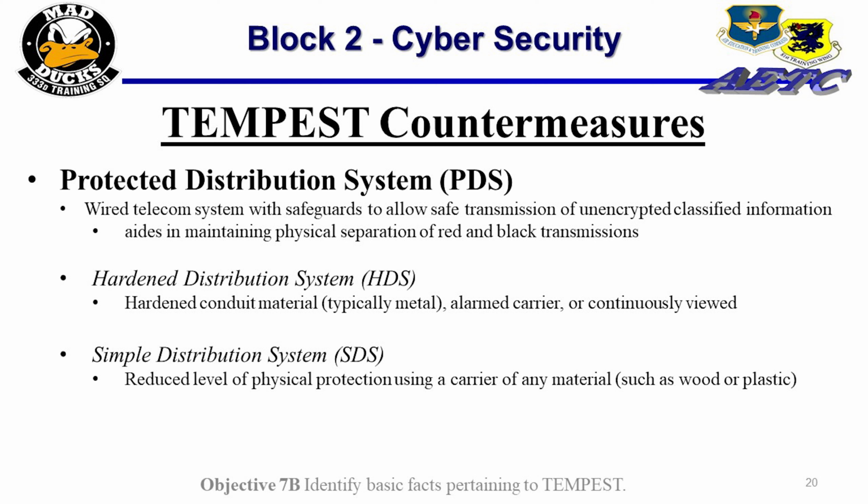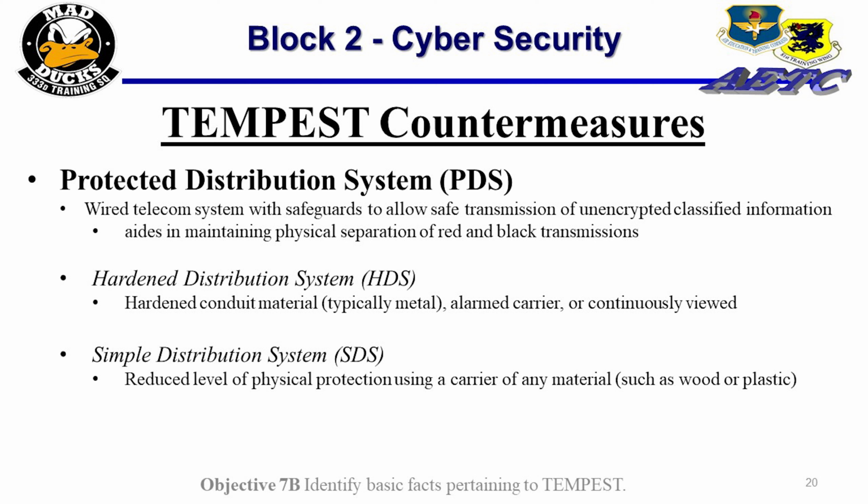So the 2 types of PDSs that we can use, first one is a hardened distribution system, HDS. A hardened distribution system, just as it sounds, it's hardened. We're using hardened solid materials, typically metal, steel, or aluminum. This provides shielding. It also is harder to tamper. I can't just crack it open. I can't cut a little slit into it. I would have to drill.